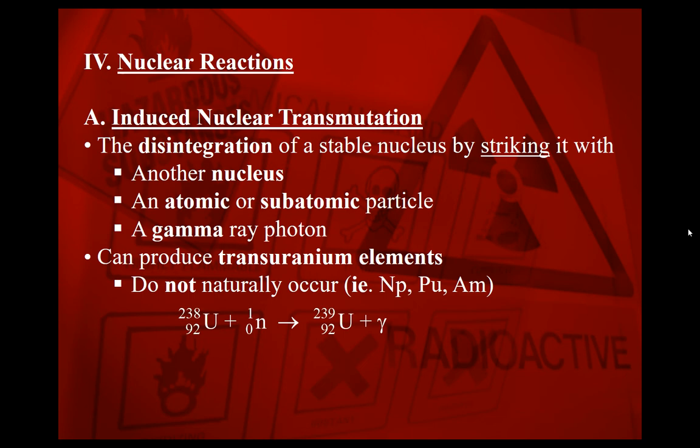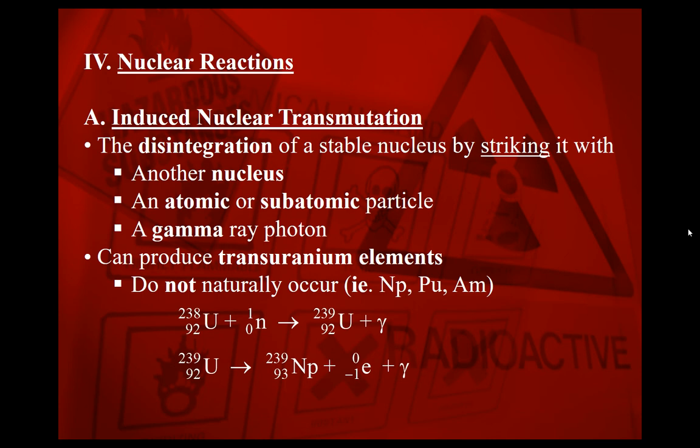Okay, so an example of this would be you have uranium-238 and you fire a neutron at it, so it's a subatomic particle, and that results in you getting uranium-239 and a gamma ray photon. Now, so far, I haven't produced anything new. I'm just going from uranium to uranium, but it turns out that uranium-239 is not very stable.